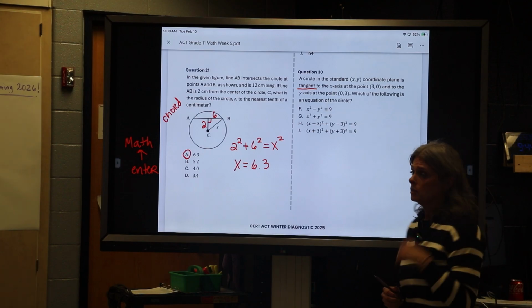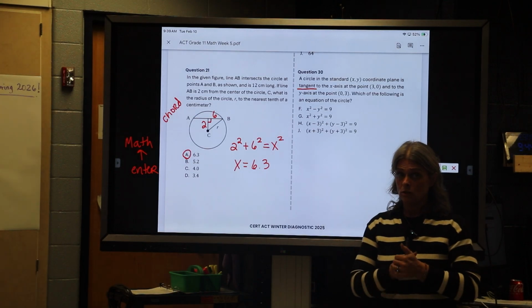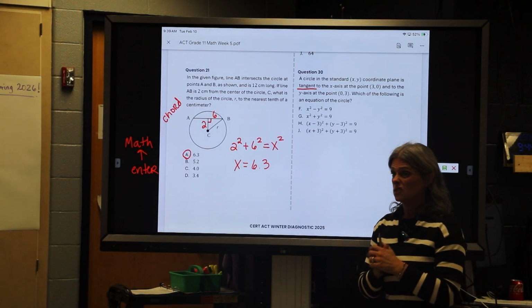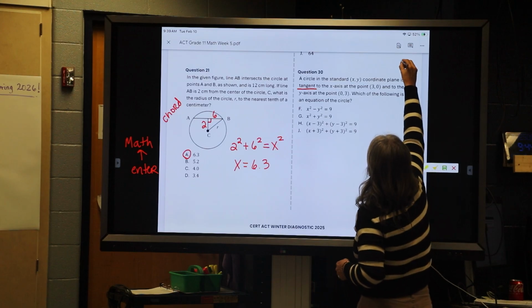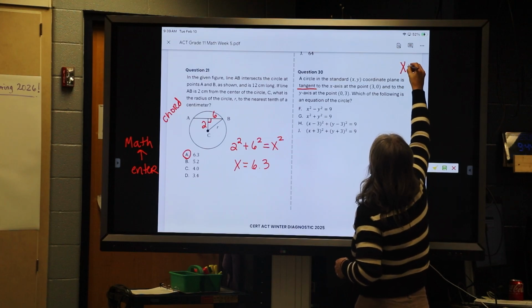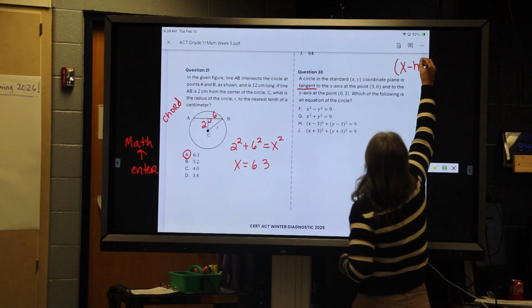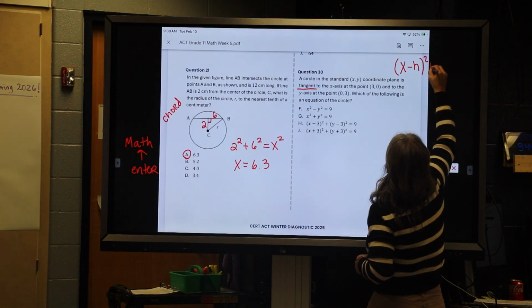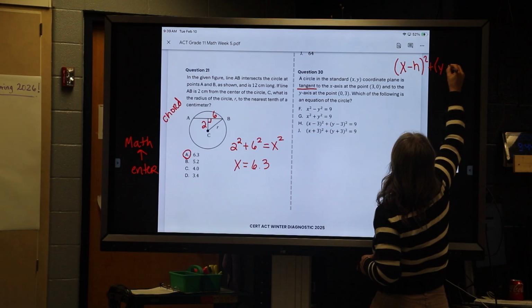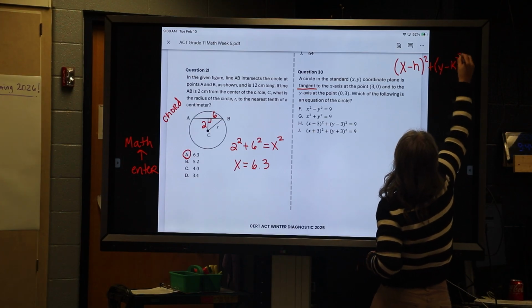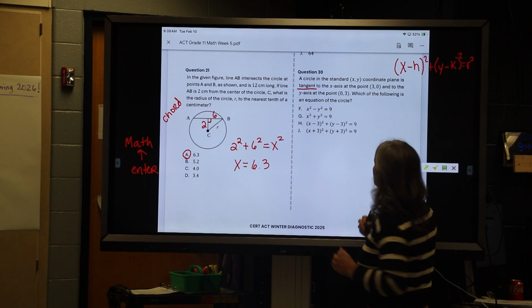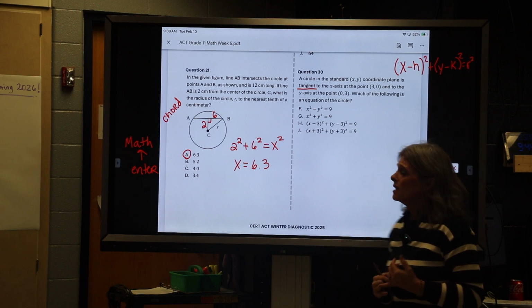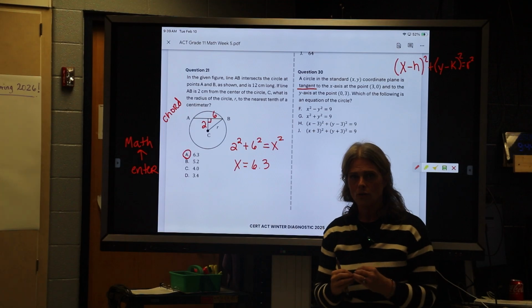Well, first of all, how many of you know the equation of a circle? We haven't even gotten to that yet, right, in algebra 2. So I'm going to write it up here, okay? So it's (x minus h) squared plus (y minus k) squared equals r squared. Guys, h and k, that's the center of your circle, okay?